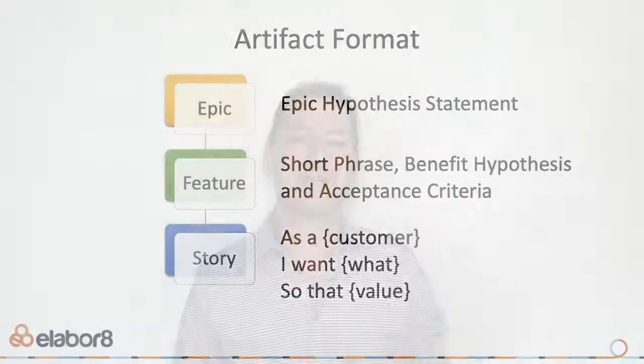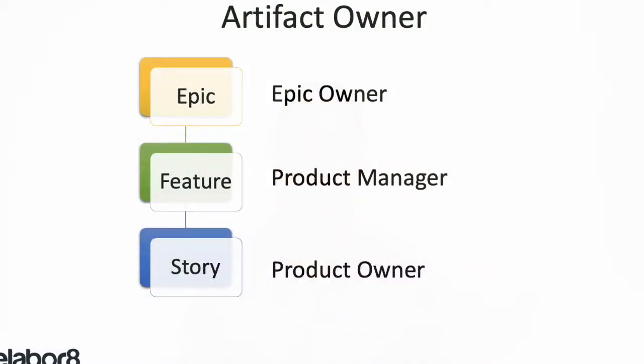The third dimension is owner. Does the same person own these artifacts in the enterprise? And of course the answer is no. So again, there'll be different names, role names, depending on which company you're in. But you could say an epic is owned by an epic owner, and a feature tends to be owned by what we call a product manager. And a story, of course, is owned by a product owner. So they each have different owners.